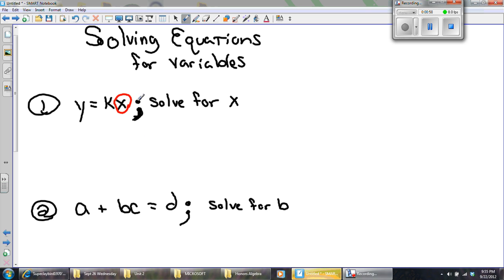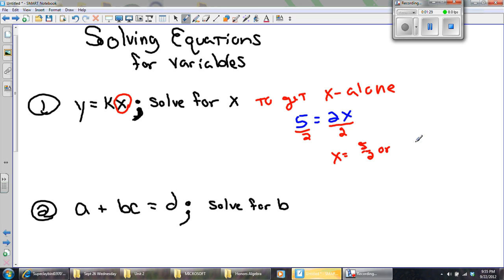So I circle this x, and my job right now is to get x alone. If this problem said 5 equals, I don't know, 2x, you would divide both sides by 2, right? And then x would end up equaling 5 over 2, or maybe you'd say 2.5. That's all this problem is. That's all it is. I'm going to get x alone.